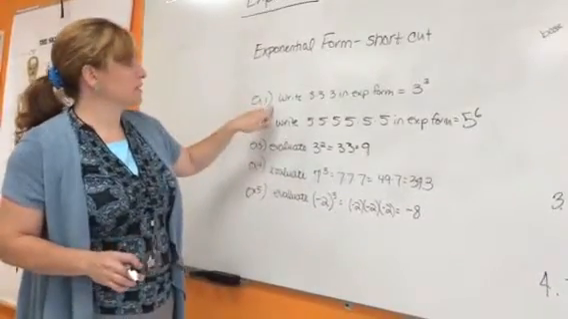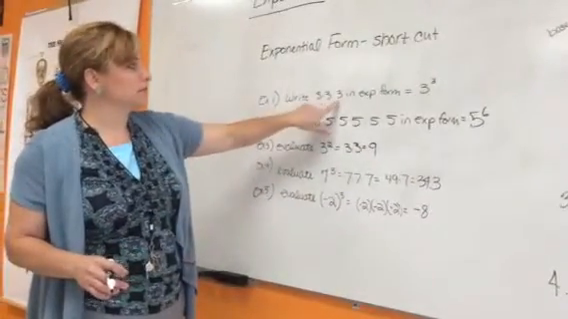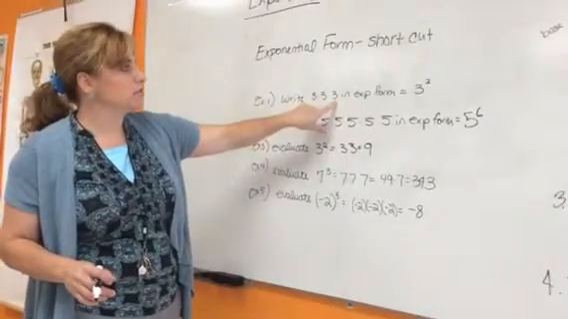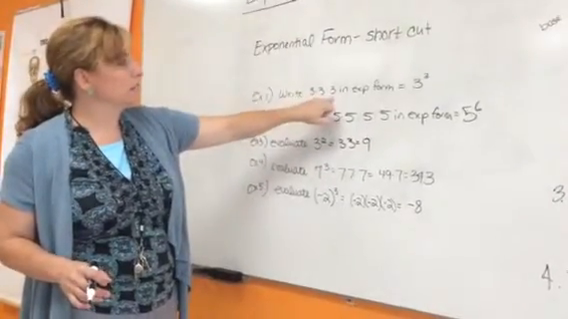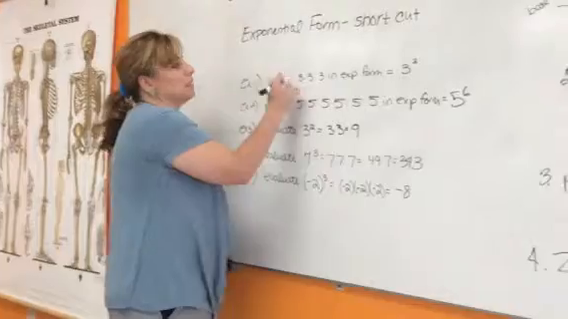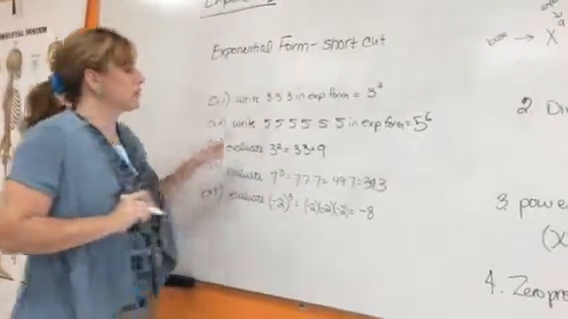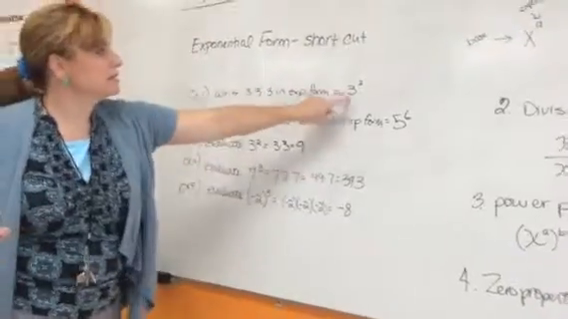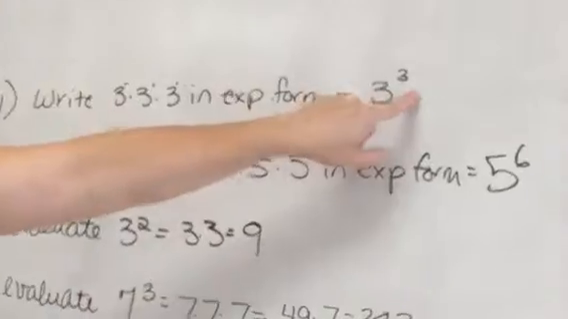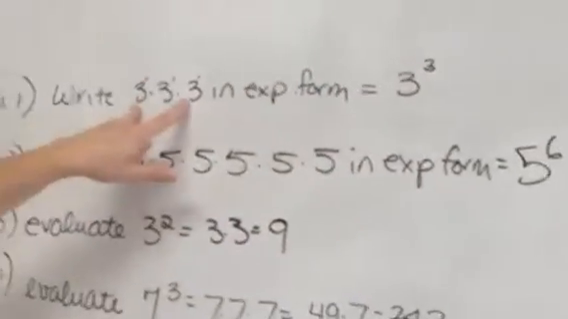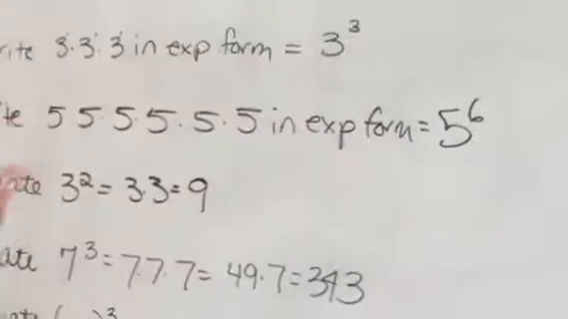So my first example here is write 3 times 3 times 3 in exponential form. The 3's are called the base, and if there's no little exponent there, they're actually 1. So you have 3 as a base, and if you add the 3 up, 1, 1, 1, you're going to get 3 to the 3rd power. Okay, so that's how many 3's are there? There are 3 to the 3rd power.